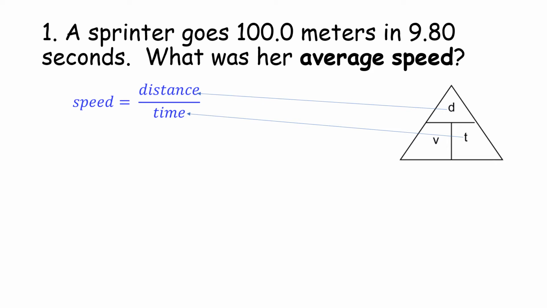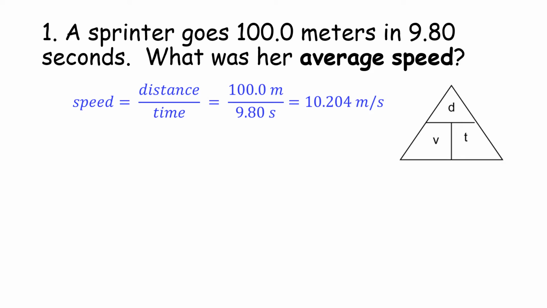So the distance is 100 meters. Be sure to write the entire number, 100.0, and the unit of measurement, meters. The time is 9.80 seconds. And if you put that in your calculator, you'll get a value of 10.204 and then a few other digits that I am not displaying. Don't forget your units, the meters divided by seconds. That's not in your calculator, but it should be on your paper.